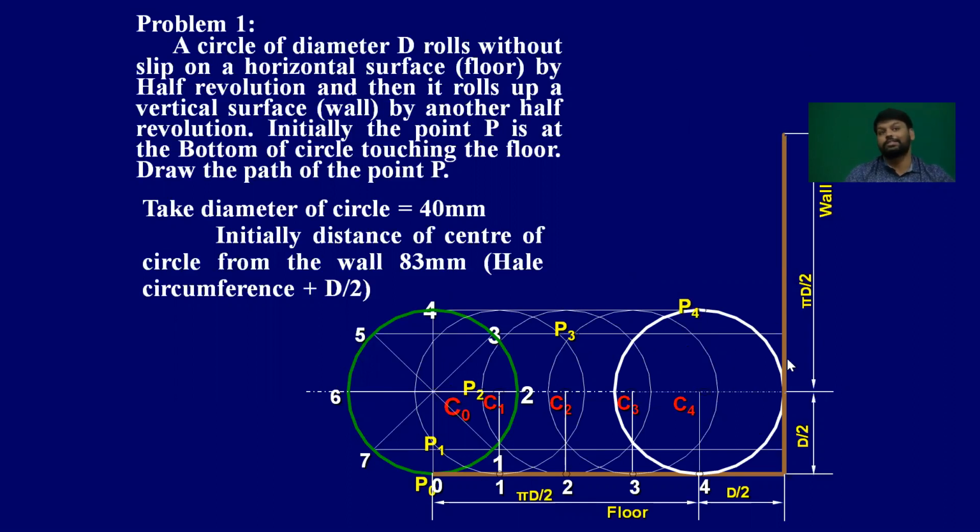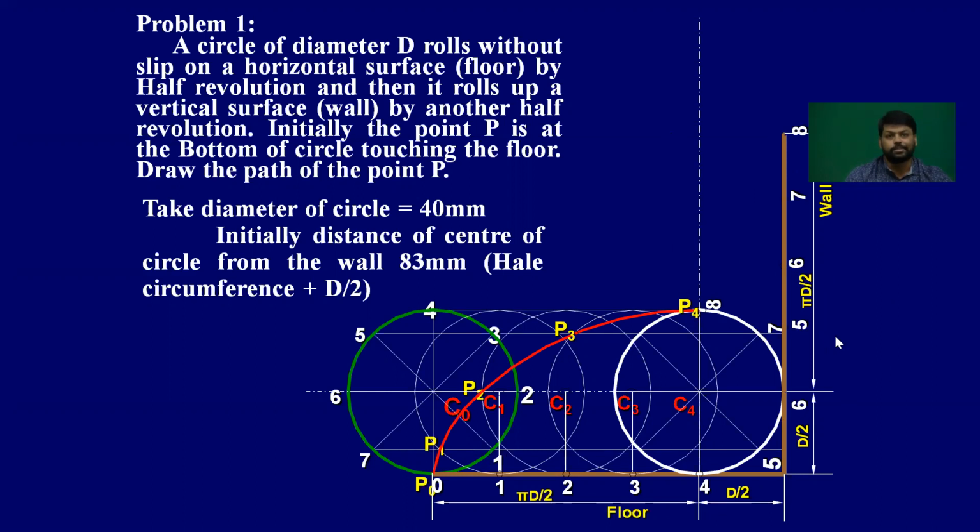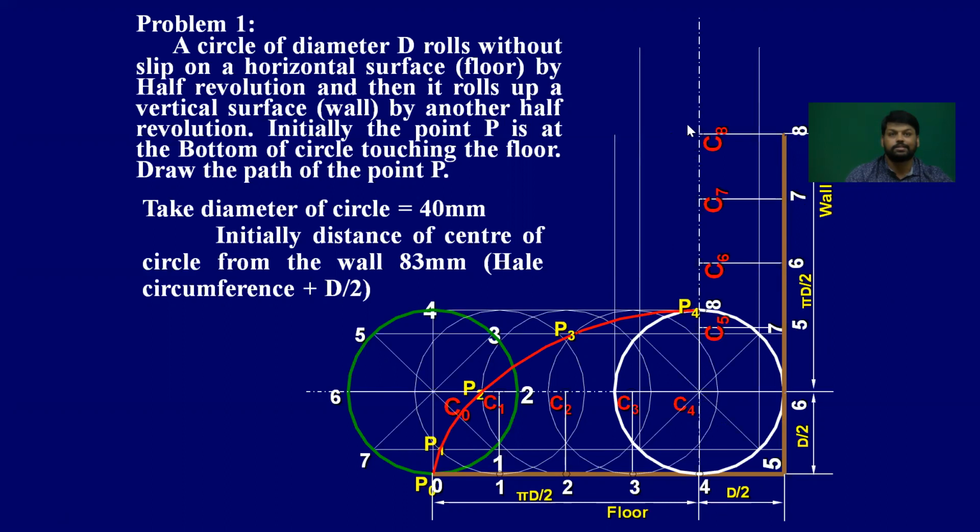Now you have already made 4 parts. For the remaining pi d by 2, because we divided the circle into 8 equal parts, you need to divide these lines also into 8 equal parts. For half revolution we made 4 equal parts; for the remaining half revolution you need to make 4 more equal parts. So along the locus of center line, we made the fifth, sixth, seventh, eighth, the remaining 4 divisions. Then we will make the locus of the center points also. We already completed C4, so this will be C5, and this is C6, C7, C8.